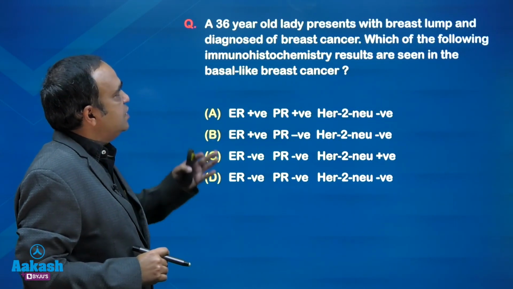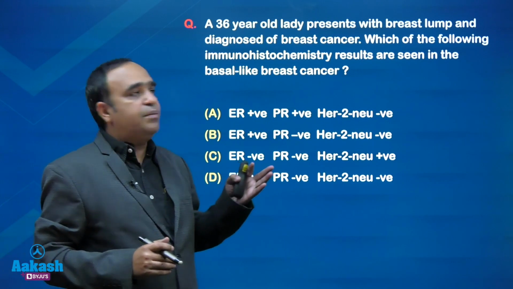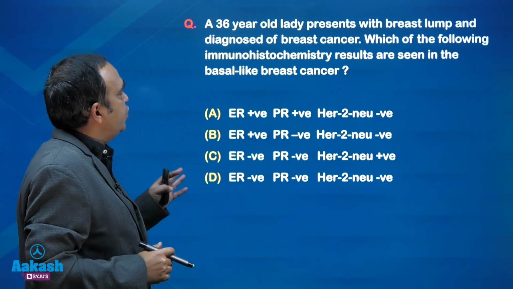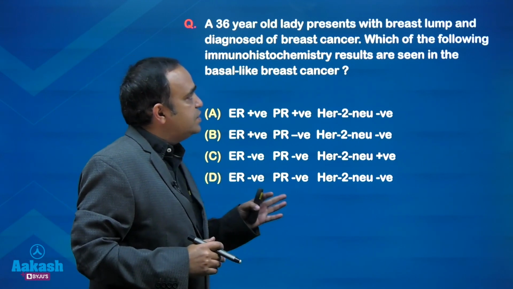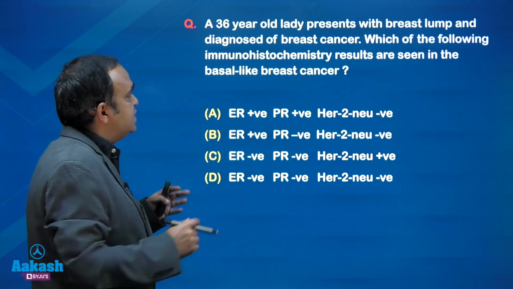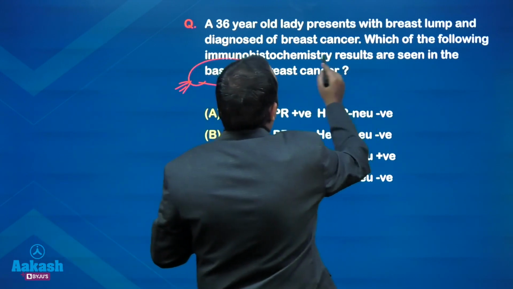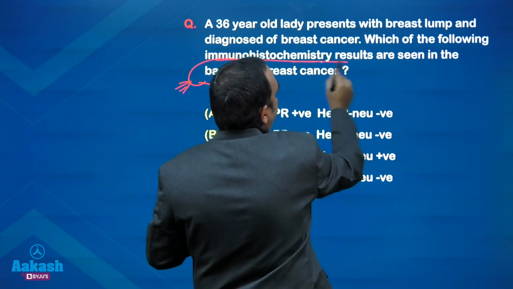A 36-year-old lady presents with breast lump, diagnosed of breast cancer. Which of the following immunohistochemistry results are seen in basal-like? So that's the thing. What has been asked? The IHC markers.